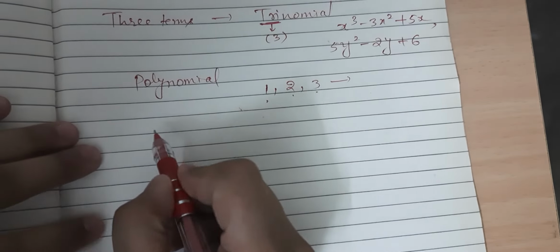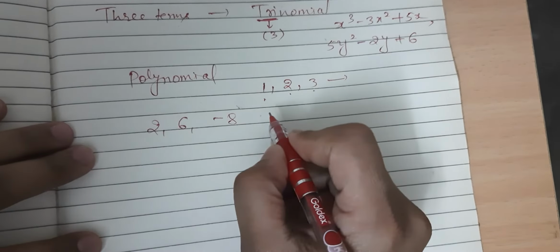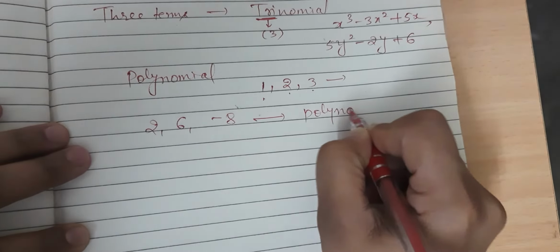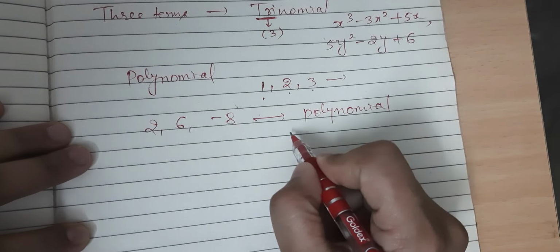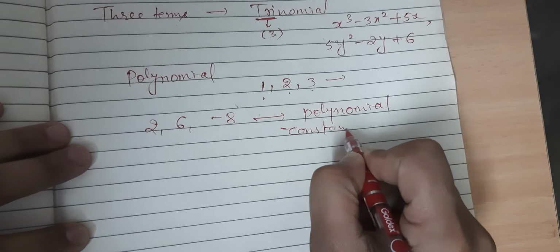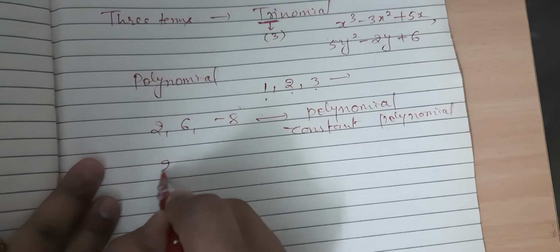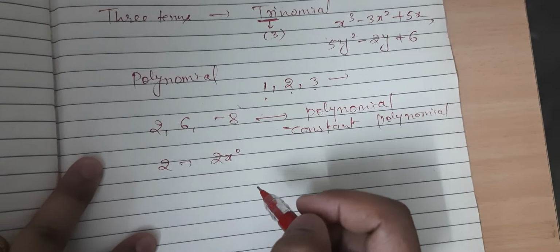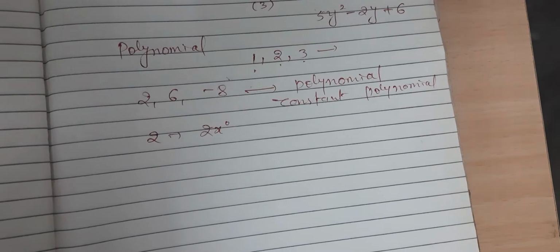Okay, now these numbers like 2, 6, -8, they are also polynomials. Okay, and they are actually called constant polynomials. Okay, this 2 can also be written as 2x raised to the power 0, as I explained earlier. So these all are examples of constant polynomials.